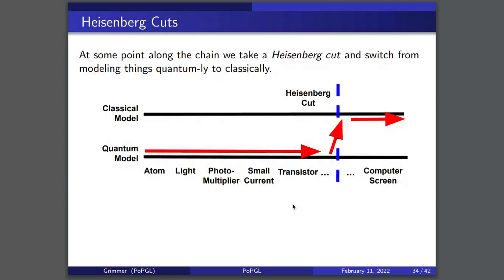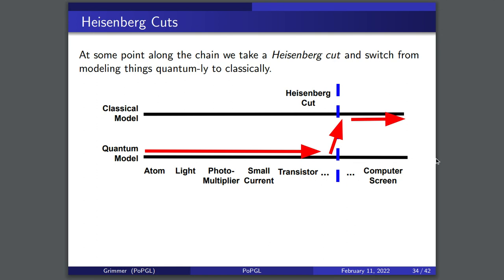So, at some point along this chain, we typically take a Heisenberg cut, where we switch from modeling things in a quantum way to a classical way. And now, look at this diagram here. This is the sequence of events which happen in our experiment. Atom interacts with light interacts with photomultiplier interacts with small current interacts with transistor, and so on, one thing interacting with the next until we get to the computer screen.